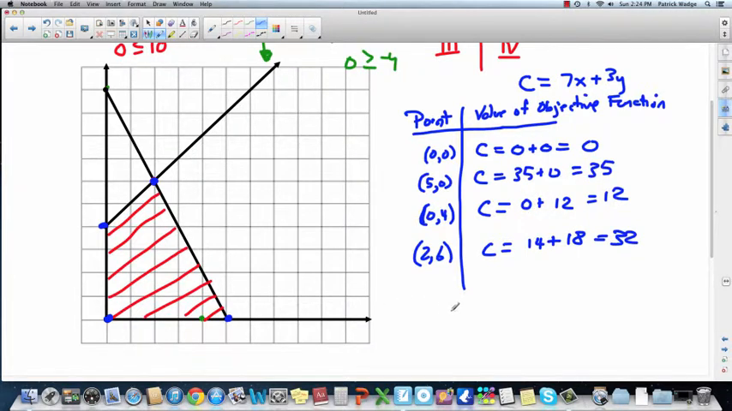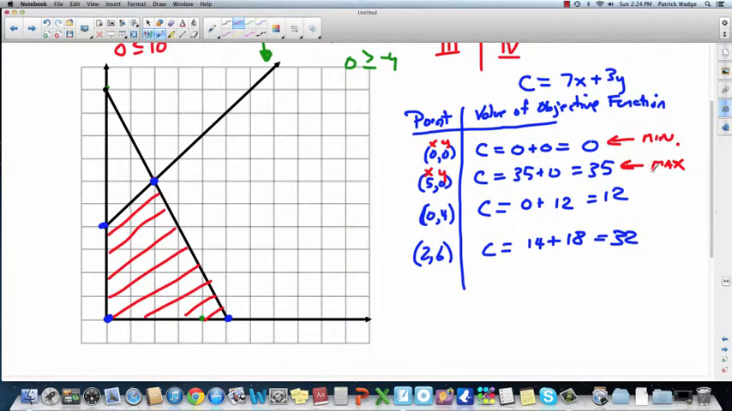The 4th step is just to go through and pick out what's the maximum and what's the minimum. Well, minimum means smallest. This is the minimum value. The minimum value is 0. C can be 0. When is it 0? When x is 0, here's my x, and when y is 0. If x is 0 and y is 0, then c is 0. Not very interesting. What's the maximum? Here's the maximum. The maximum is 35. When do we get the maximum? We get the maximum when x is 5 and y is 0.